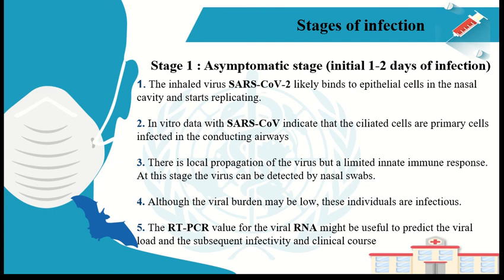Stages of infection. Stage number 1, the asymptomatic stage, the initial 1 to 2 days of infection. The inhaled virus SARS-CoV-2 likely binds to epithelial cells in the nasal cavity and starts replicating. In vitro data with SARS-CoV indicate that ciliated cells are the primary cells infected in the conducting airways. There is local propagation of the virus but a limited innate immune response. At this stage, the virus can be detected by nasal swabs. Although the viral burden may be low, these individuals are infectious, and the RT-PCR value for the viral RNA might be useful to predict the viral load and the subsequent infectivity and clinical course.